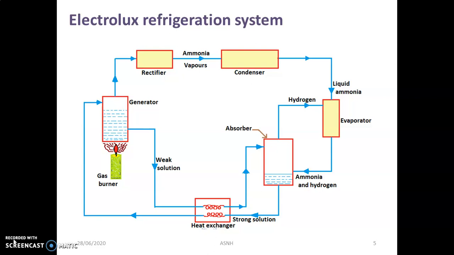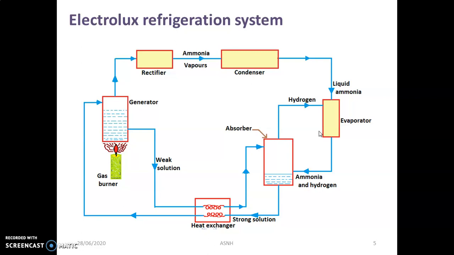The hydrogen acts as a lighter gas and is used to increase the rate of evaporation. So hydrogen is implemented in the evaporator region in order to increase the rate of evaporation. And water acts as an absorbent. This is used on the low pressure side of the system.